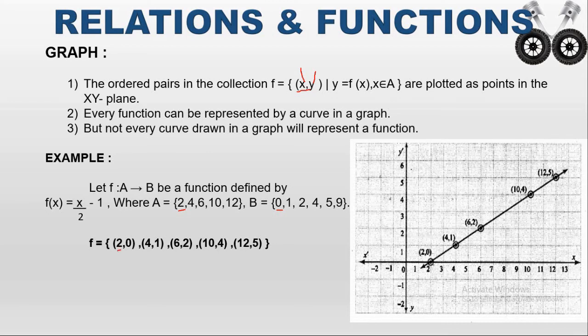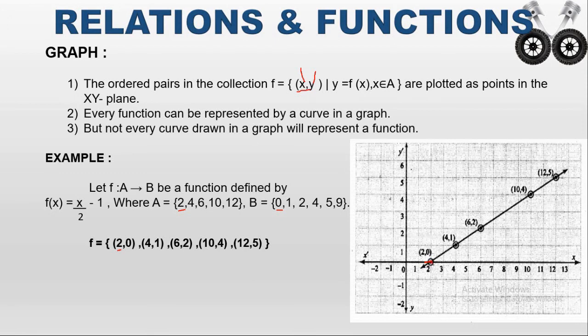So the first element is the x-axis. Where is the 2? Here. The 2 is a positive number, which means you have to move to the right side of the 0. So 2 will be denoted here. What is the y value? The y value will be 0, which means it lies on the x-axis itself. So it should be plotted here, 2 comma 0.